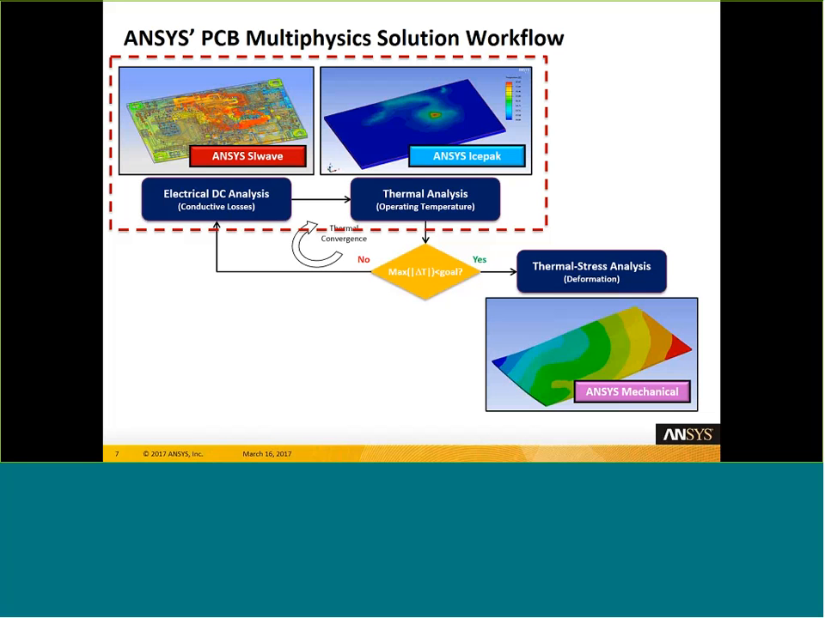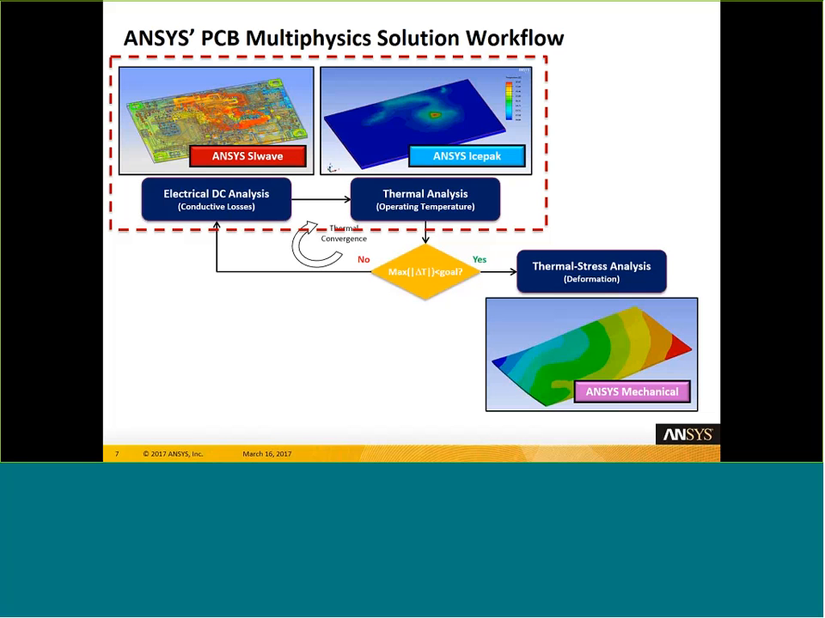This temperature map is then transferred back to SI-Wave, and with these updated temperatures, a new SI-Wave DC voltage drop analysis can be performed. And this is highly dependent on temperatures, so you want accurate temperatures when you're performing this DC-IR analysis. So with this new SI-Wave simulation, you can transfer the new conductive losses into ICEPACK and get a new temperature map. And so this process iterates until convergence.